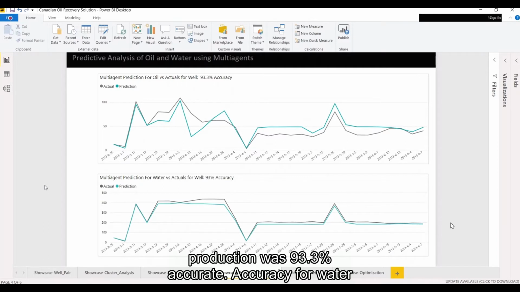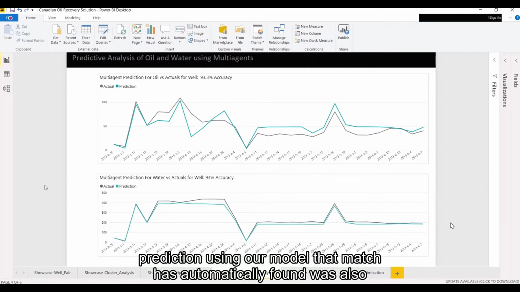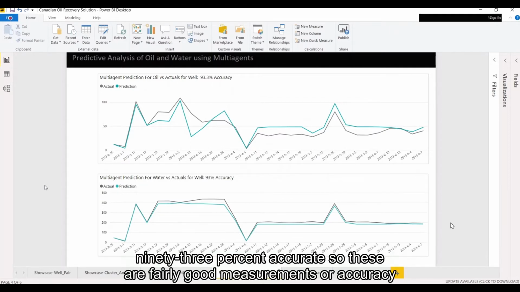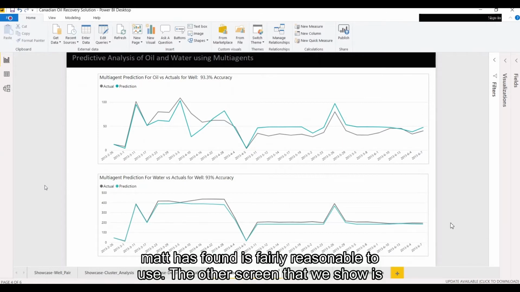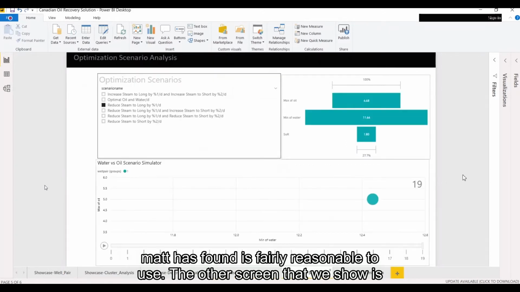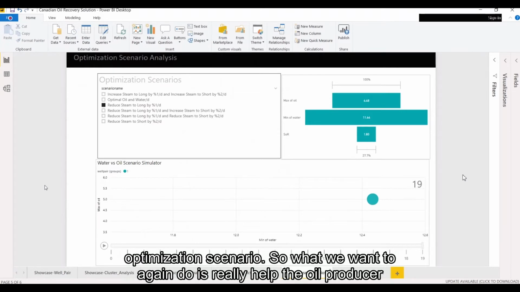Accuracy for water prediction using the model that MADS has automatically found was also 93% accurate. So these are fairly good accuracy metrics and tell us that the model that MADS has found, or the algorithm that MADS has found, is fairly reasonable to use. The other screen that we show is optimization scenario.